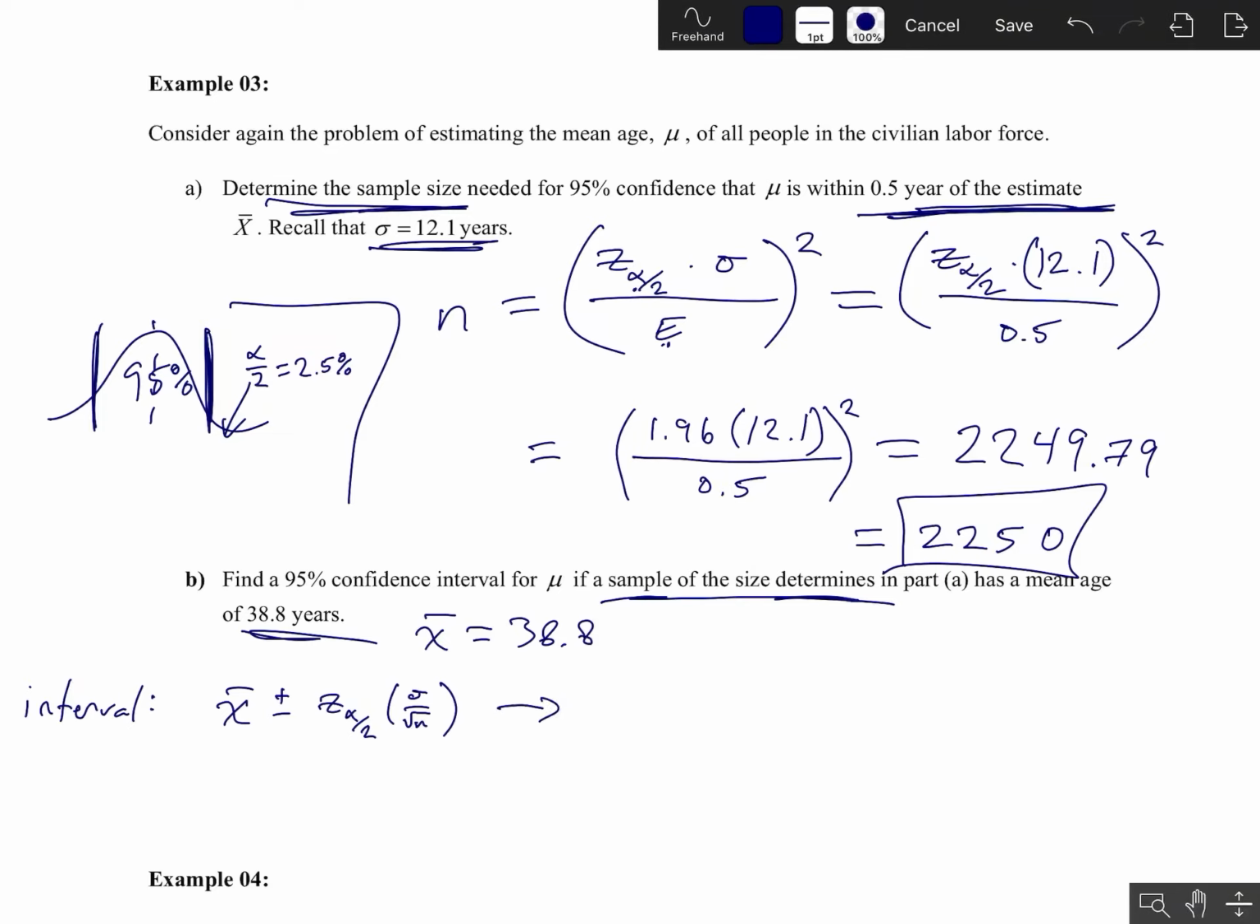And now we know the x bar value. So x bar is 38.8. And then this will be plus or minus z sub alpha over 2. We computed that above to be 1.96, and then times sigma, which is 12.1 over the square root of n. In this case, n was 2250. That's what we computed in part A. So we want 38.8 plus or minus 1.96 times 12.1 divided by the square root of 2250. And if we punch that into a calculator, maybe let me do that as well.